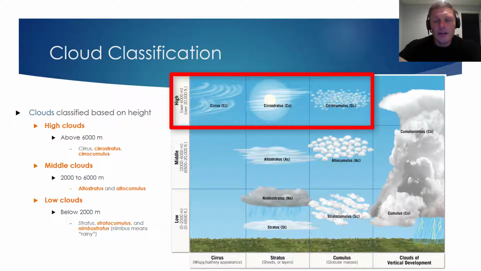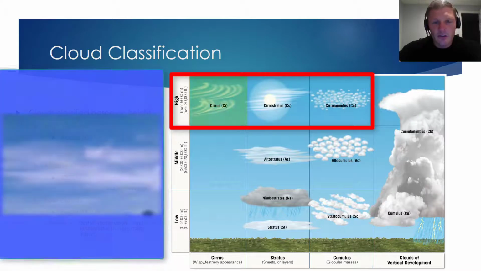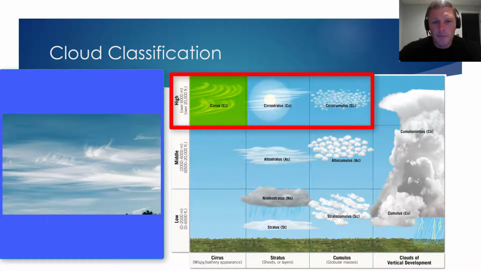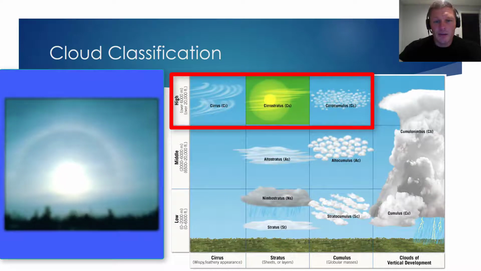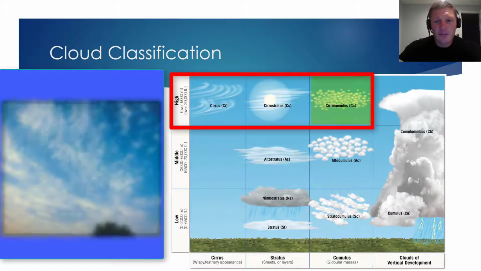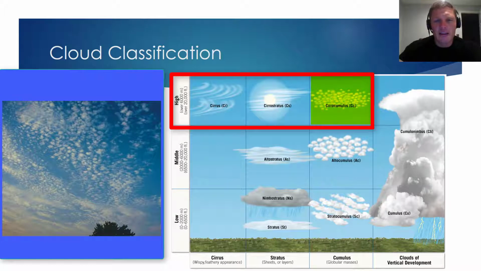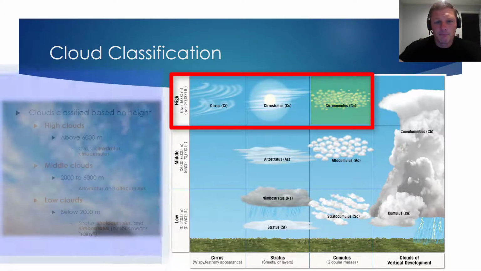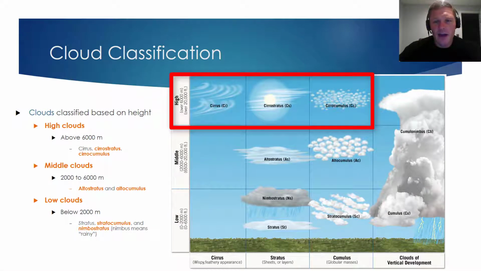The high clouds that we need to know are cirrus clouds, cirrostratus clouds, and cirrocumulus clouds. The cirrus clouds are high, white, thin, and wispy. The cirrostratus clouds will be thin, flat layers of clouds that occur very high in our atmosphere. And then the cirrocumulus clouds will look like little tiny fluffy cotton balls. But all three of the clouds I just described are going to be classified as high clouds.